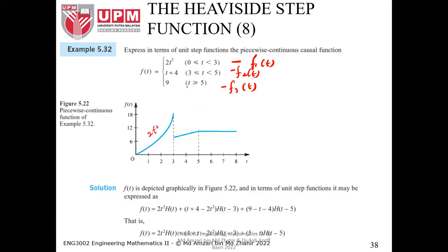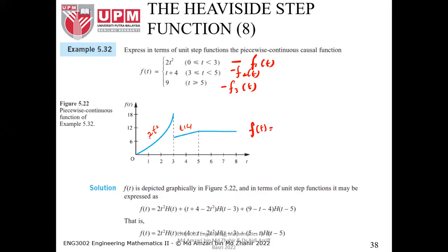The second function starts from 3 until 5. It's a linear function, t plus 4. And the third function is linear, from 5 and above, so it will be 9, a straight line. So you have three functions here. In order to change to unit step functions, from this graph you need to multiply each of the functions with an H(t). Here, f(t) is your main function.